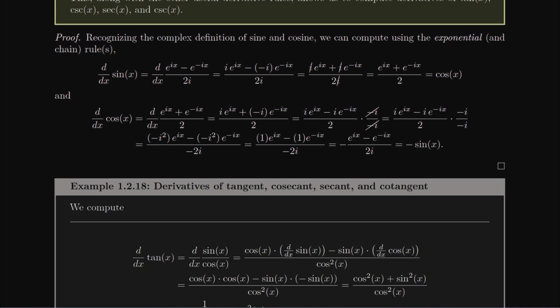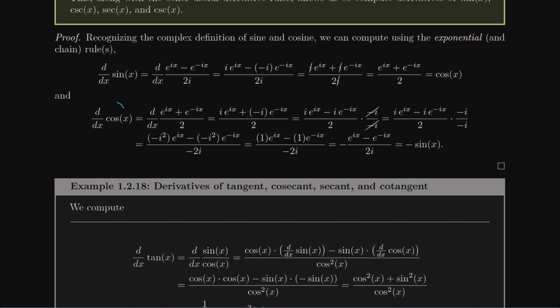Let me go down to the proof here. If I take the derivative of these exponentials, well, the chain rule says that this i is going to come out front and this minus i is going to come out front. And then if I go through a little bit of work to cancel the i's in the numerator and the denominator, what I end up with is exactly cosine. Things just turn around into that complex definition of the cosine function.